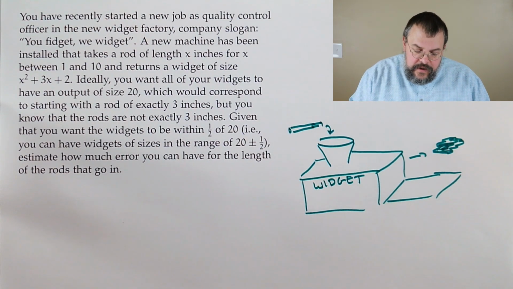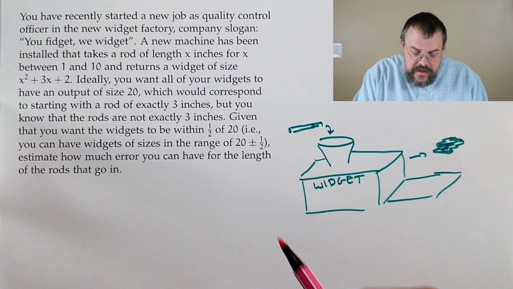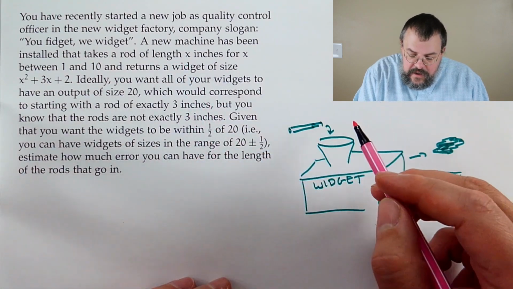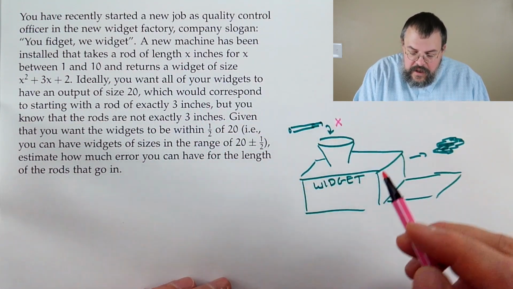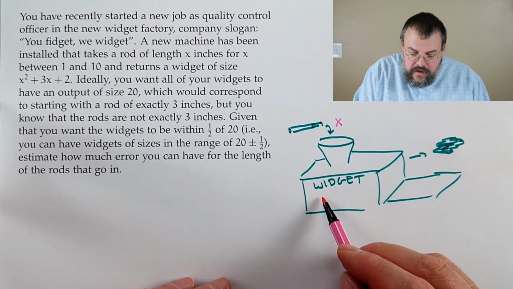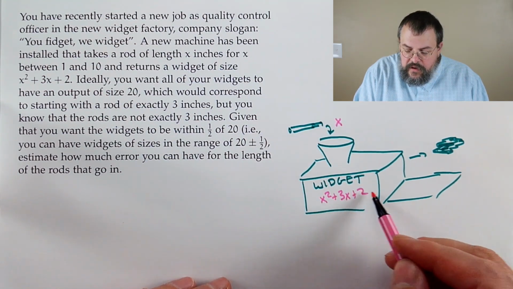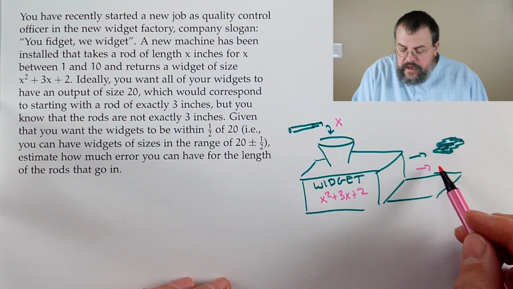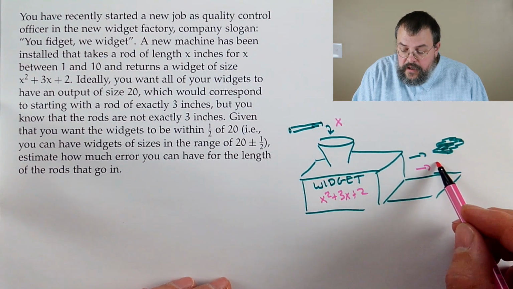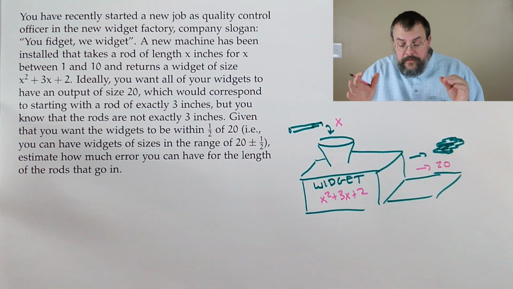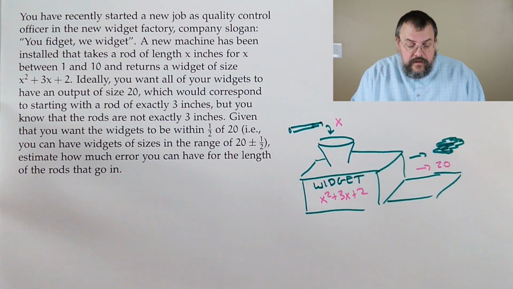Now, you notice here, they have numbers and variables. So if x is our input, then what we do is we look at our function, which takes x squared plus 3x plus 2, and that produces our output. Now, we want our output to be 20, right? Okay, because that's what it tells us.